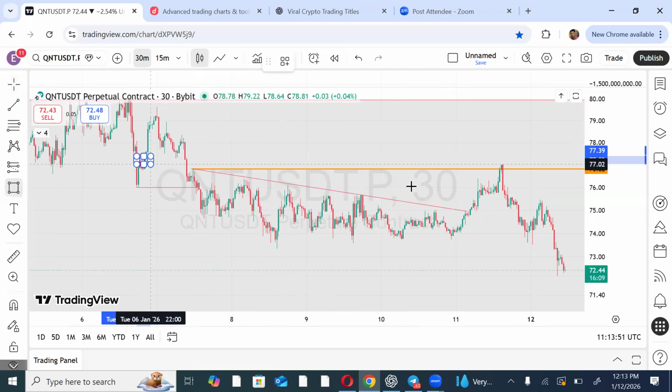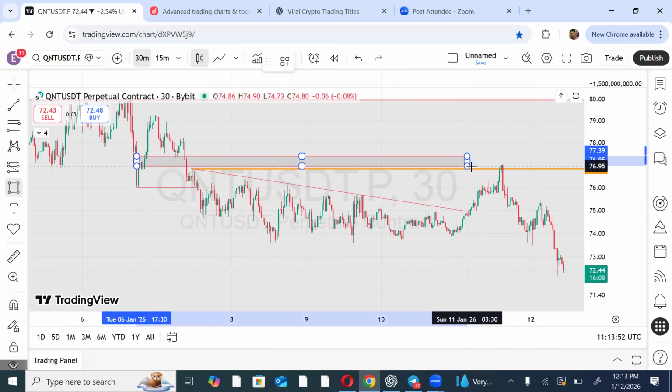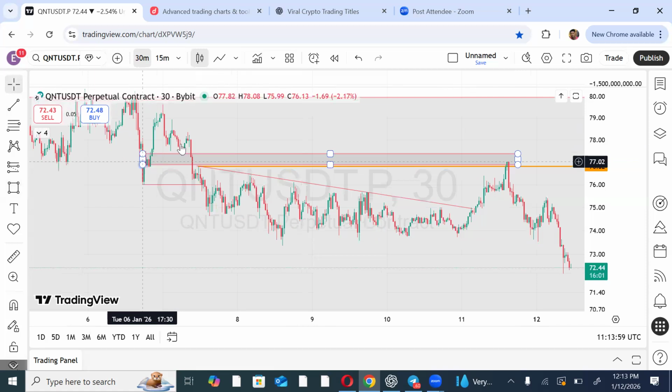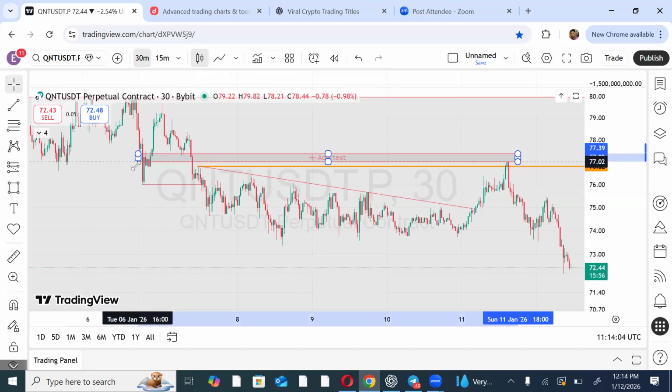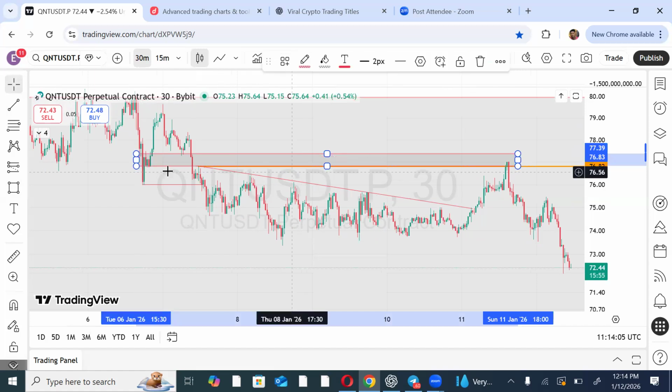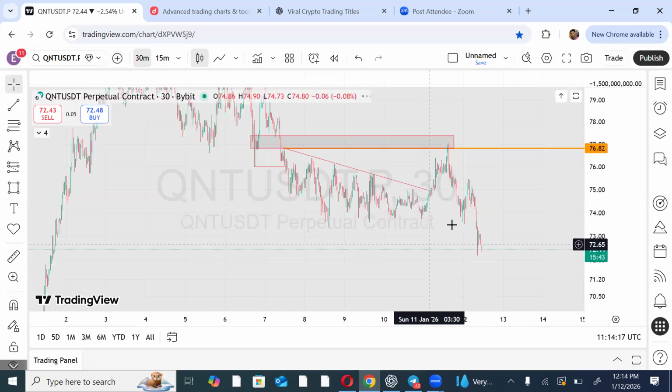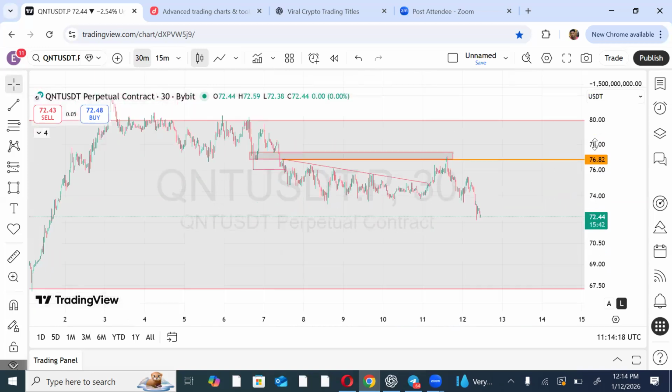Another block that failed. Right? Another block that failed. So here was the breaker. And you see how price mitigated this zone. Price mitigated it and started what? Falling to the downside. This is absolutely amazing, guys.